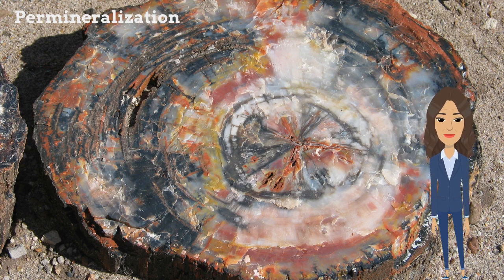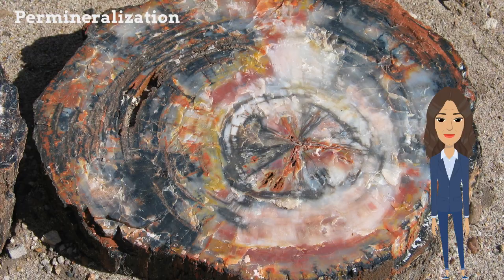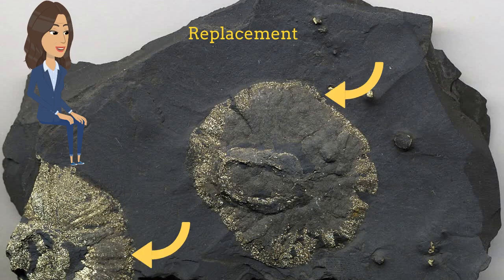In this image, we can see a tree trunk that has been replaced by silica, and the ring structure in the wood is clearly observable. 2. Replacement. Here we see an example of replacement. In this process, the original organic material is completely replaced by minerals. In the case we have here, the replacement is by pyrite.